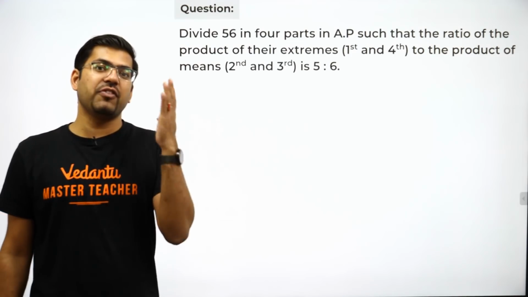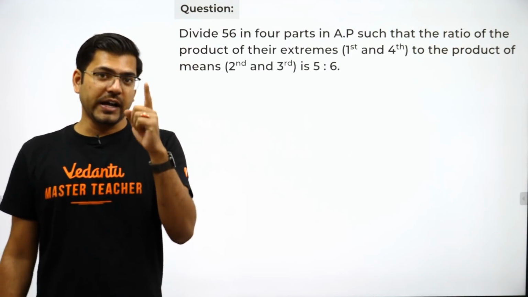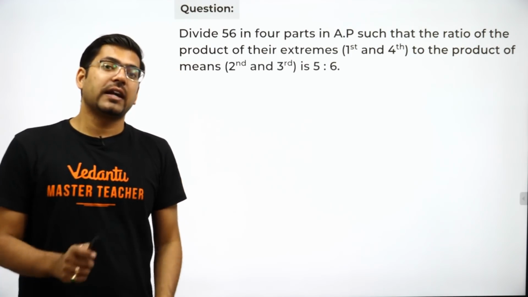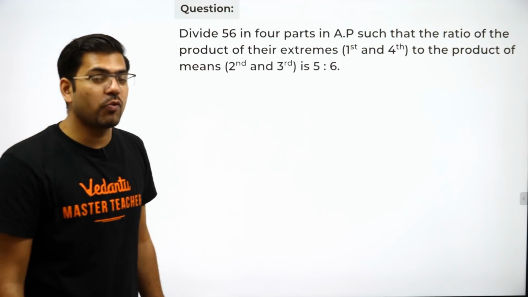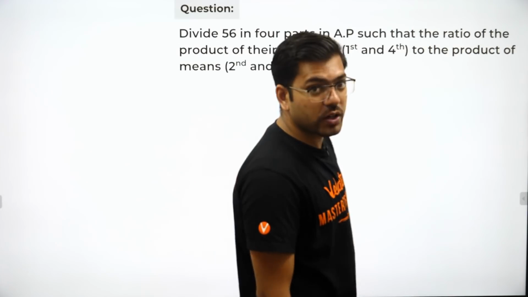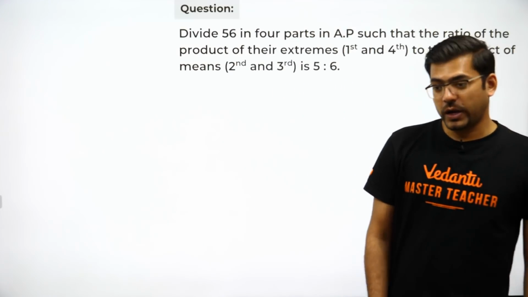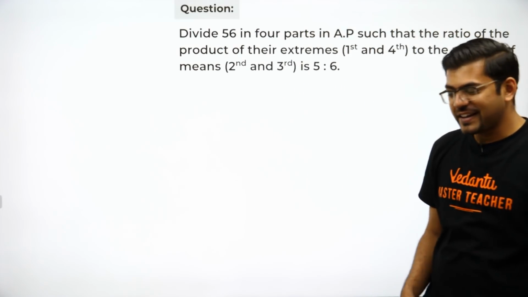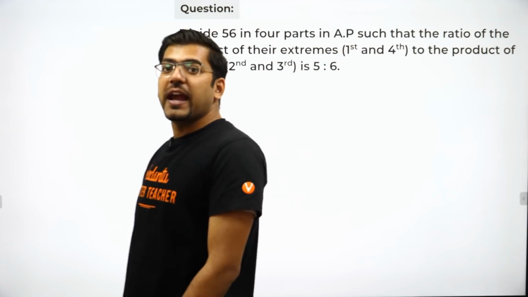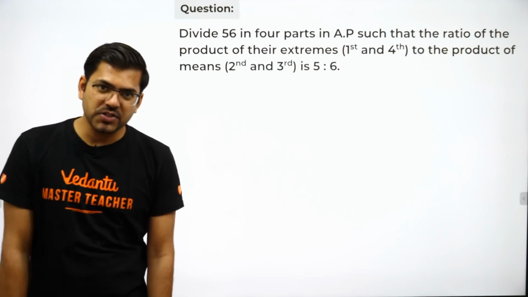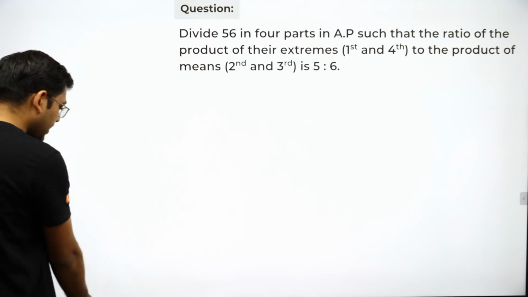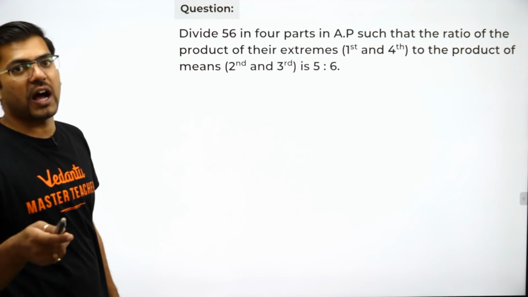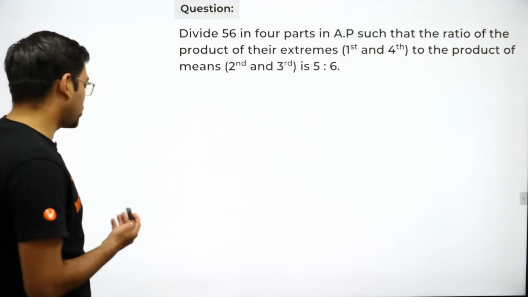Divide 56 into 4 parts. Now guys, I want you all to answer: if numbers are divided into 4 parts and they are in AP, then what should we suppose them to be? Okay, I'm getting multiple responses. That's nice. The numbers would be A minus 3D, A minus D, A plus D, and A plus 3D. Remember these things because these are tricks which are very important for your examination.